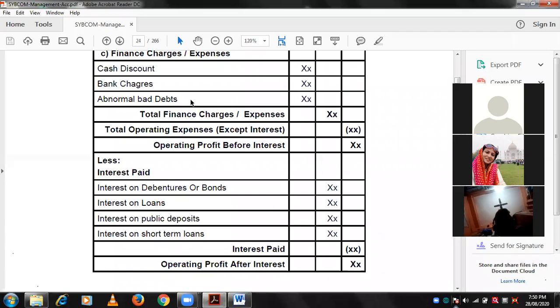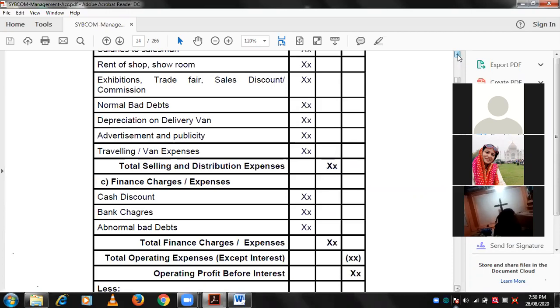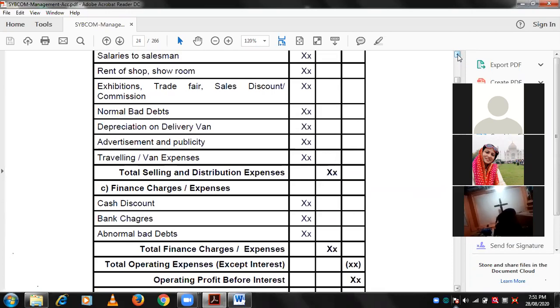So bad debt amounts may vary from business to business, concern to concern, company to company. It depends upon its turnover or sales. So abnormal bad debts are a relative matter. We cannot say that 10,000 is abnormal, because if there is a company with a huge turnover in crores of rupees, then 10,000 may be a normal bad debt to them. So it is a relative term.